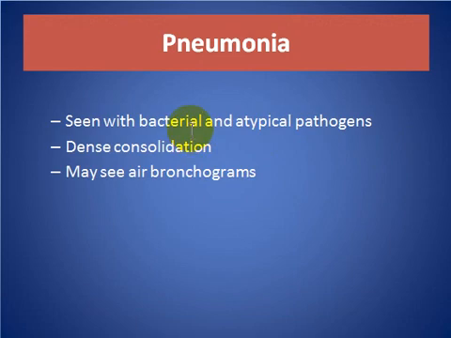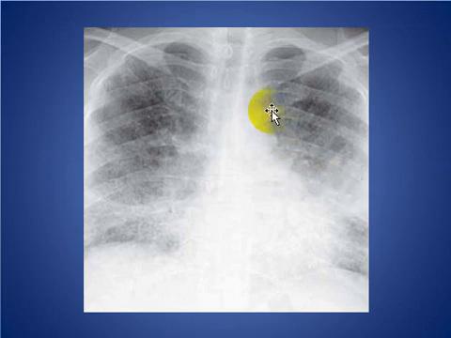Pneumonia can be seen with bacterial and atypical pathogens. There is dense consolidation, and air bronchograms may be seen. Here we see in the chest X-ray bilateral central airspace consolidation, more to the left side, in a patient who is immunocompromised, and it is proved to be pneumocystis pneumonia.